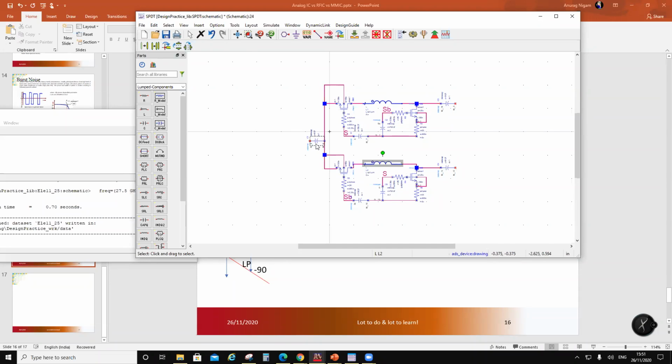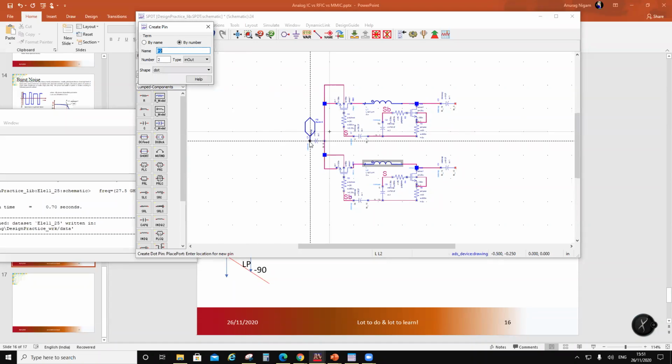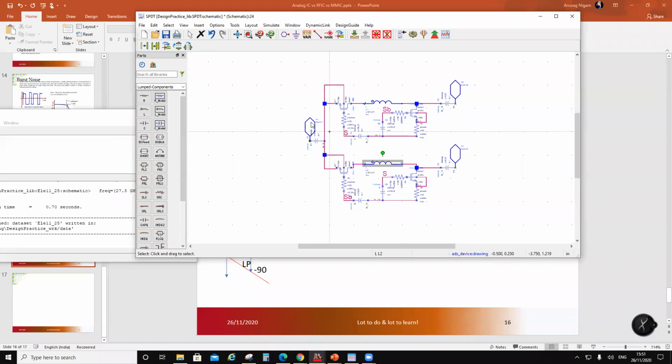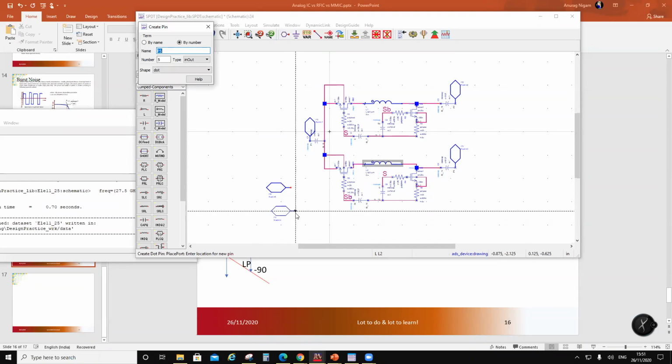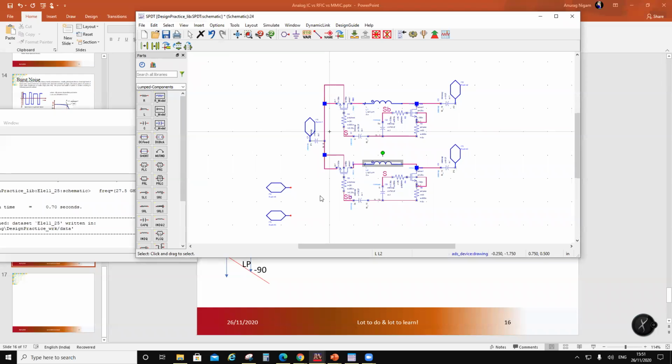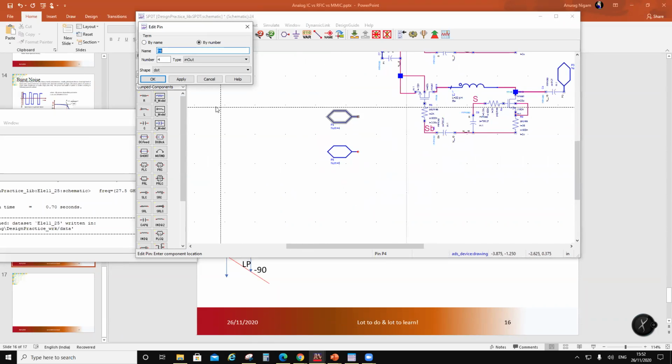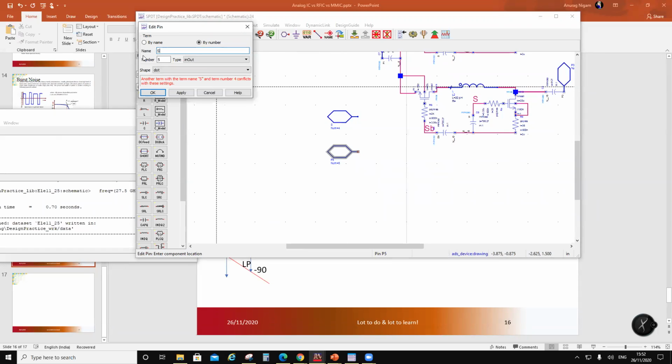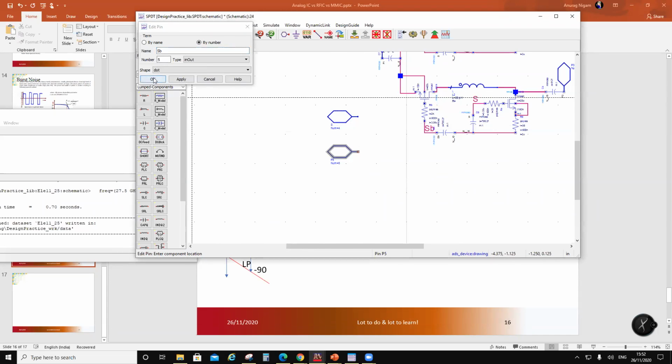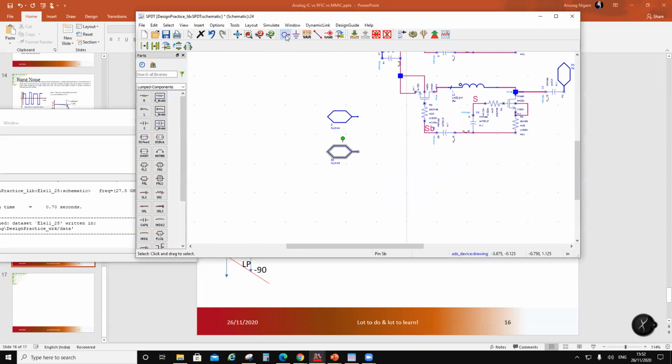Okay, so let's just try this. Let's add pins to it. Okay, this is P1, this is P2, and this is P3. And then I need S and S bar. So I need 2 more pins. Okay, one S bar, and 1 ground. So this I will call S, and this I will call SB. Okay, and then I will have 1 pin as a ground.